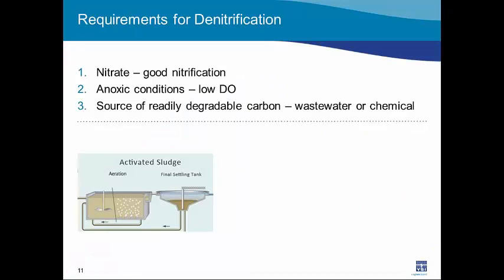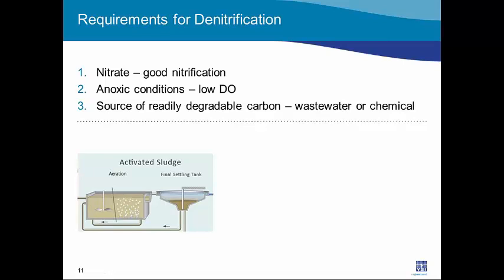So in a wastewater treatment plant, for example, or an activated sludge system, the three requirements we need are nitrate, which means we need good nitrification, conversion of that ammonia to nitrate. We require anoxic conditions, low DO, and we require a source of readily degradable carbon, which could be from the wastewater or from a chemical. In this flow sheet right here, all those conditions are provided at the very left side of the reactor.